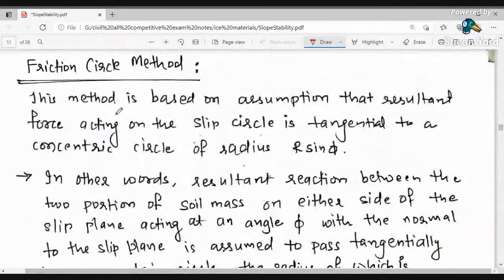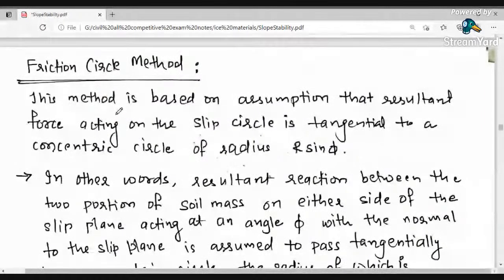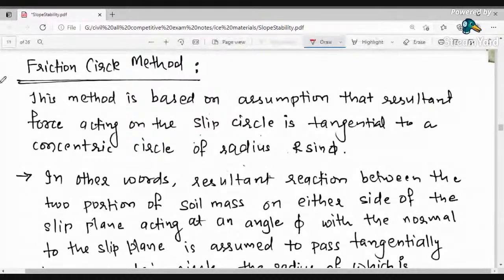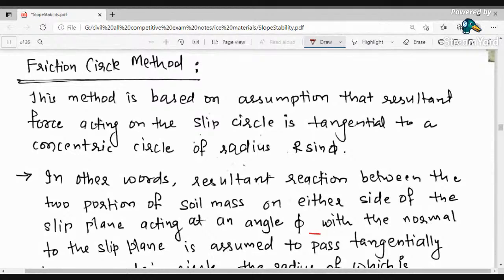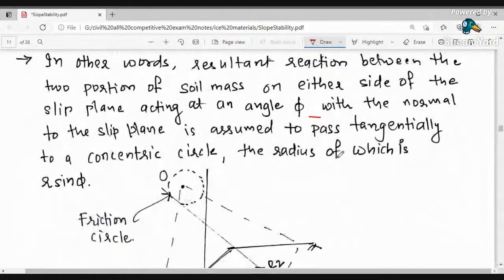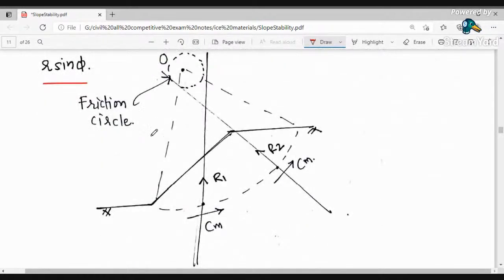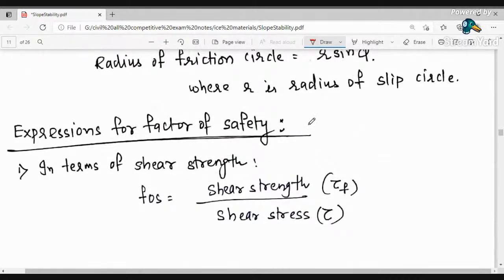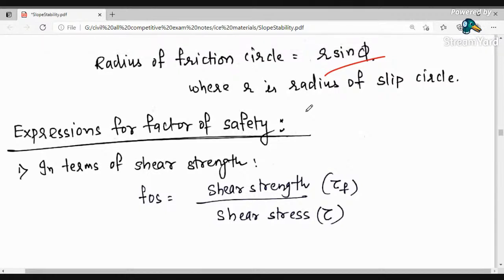Then we have another method known as the friction circle method. This method is based on the assumption that the resultant force acting on the slip surface is tangential to a concentric circle of radius r sin phi. In other words, the resultant reaction between the two portions of soil mass on either side of the slip plane, acting at an angle phi with the normal to the slip plane, is assumed to pass tangentially to the concentric circle. The radius of the friction circle is r sin phi, where r is the radius of the slip circle.